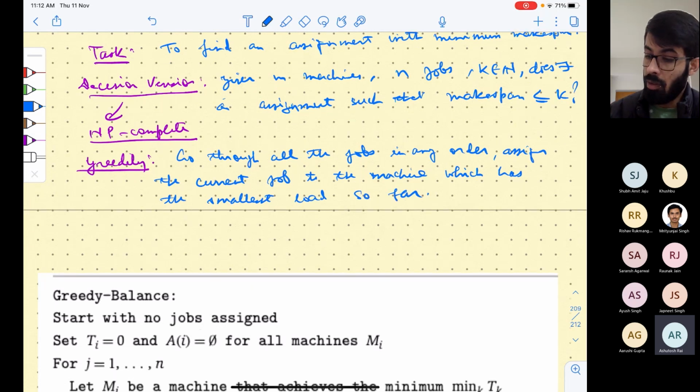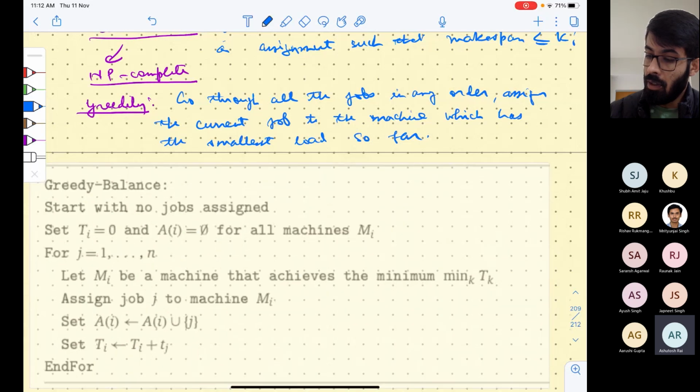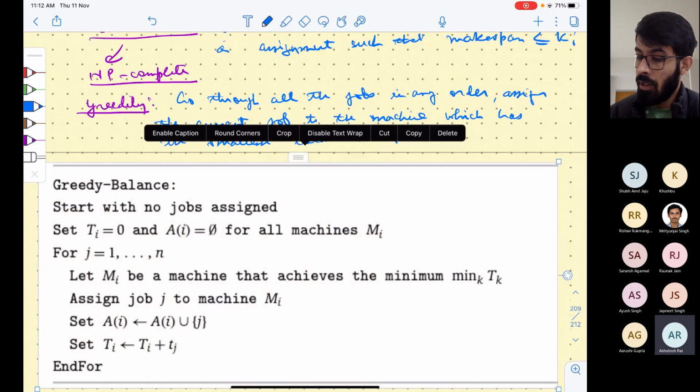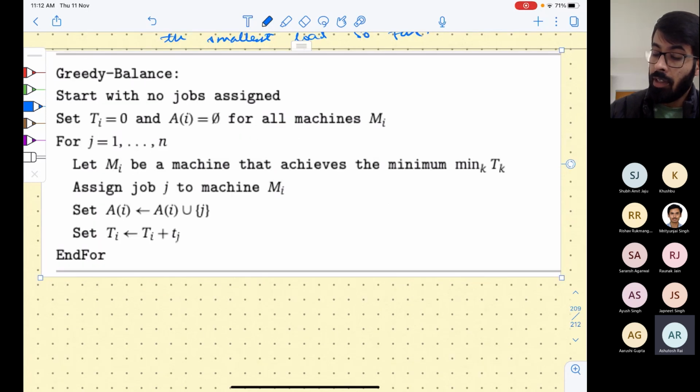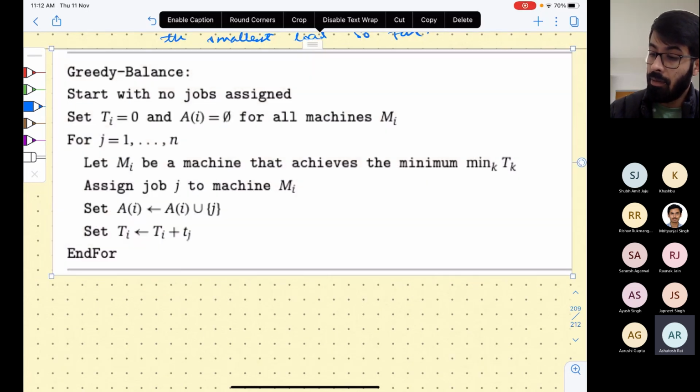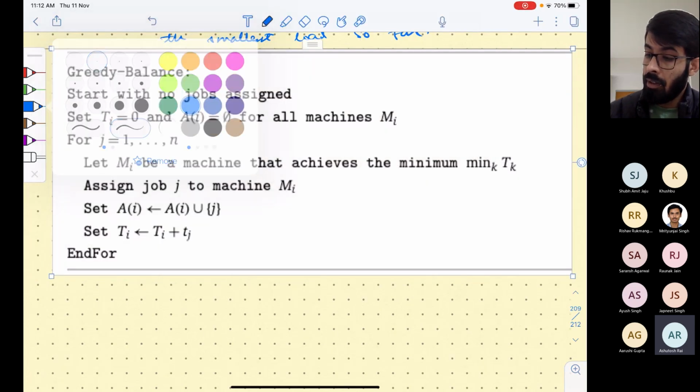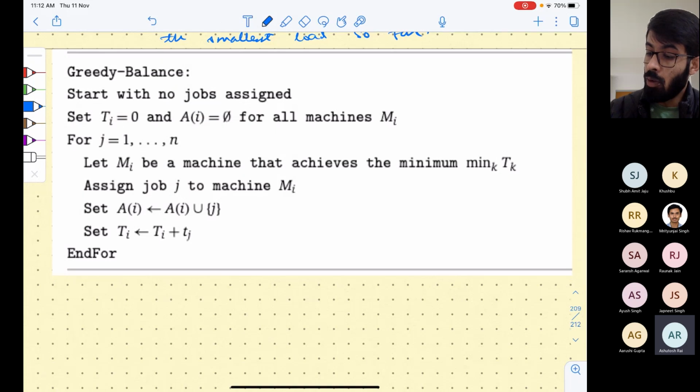Okay, so this is the algorithm. Let's just see it in pseudocode. So what does the algorithm do? It starts with no jobs assigned, and sets Ti equal to 0, which is the load of machine i, and Ai equal to the empty set for all machines Mi.